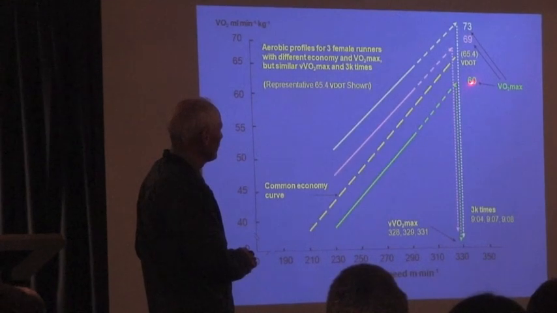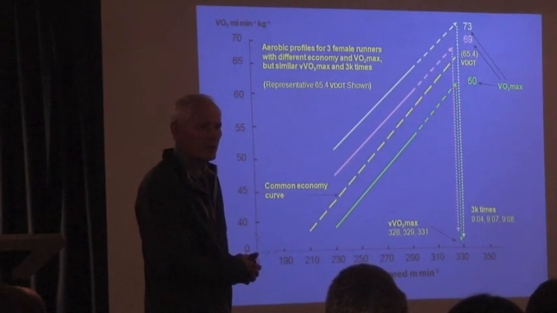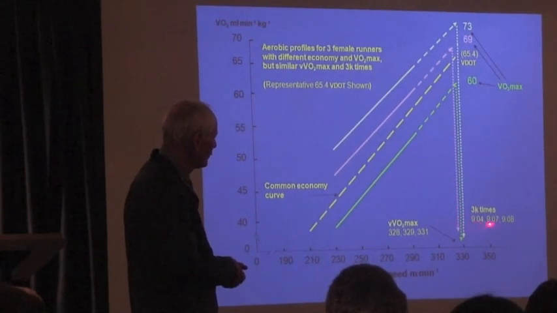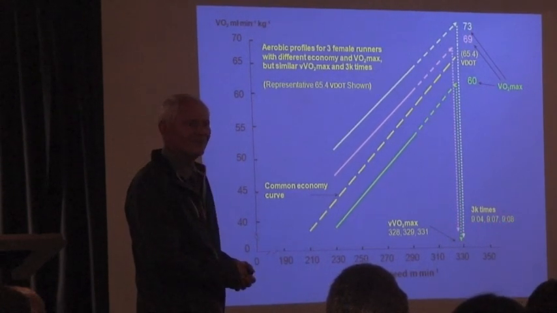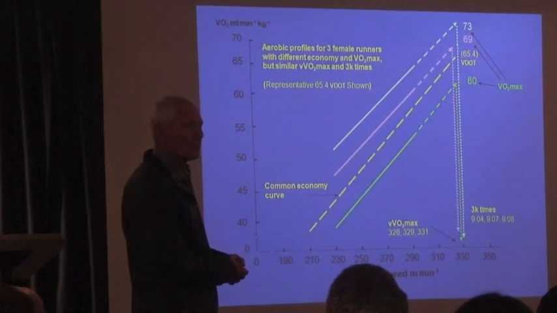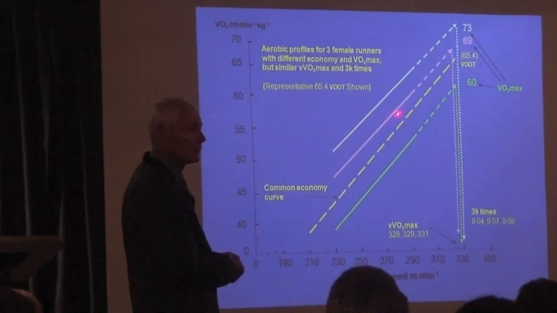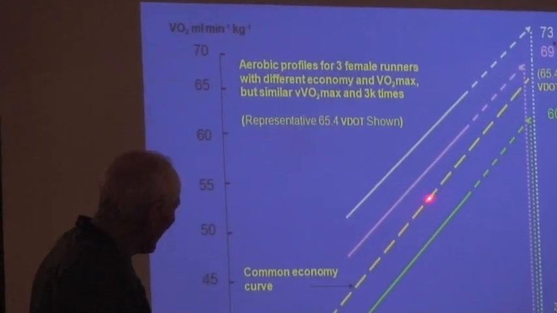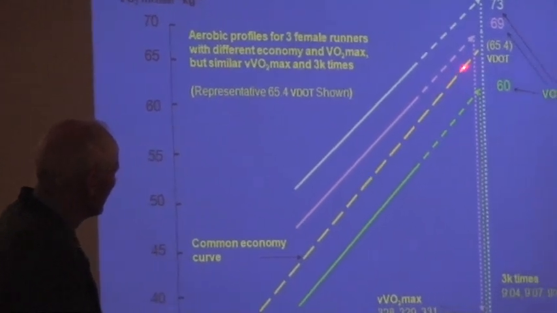With a 60.4 max, she was national champion in the 10K. Their best 3,000 meter times were 9:04, 9:07, and 9:08, and they varied by this much in VO2 max. You've got to have economy to go with it. And so here, of all the hundreds of people we've tested, is the average economy curve.